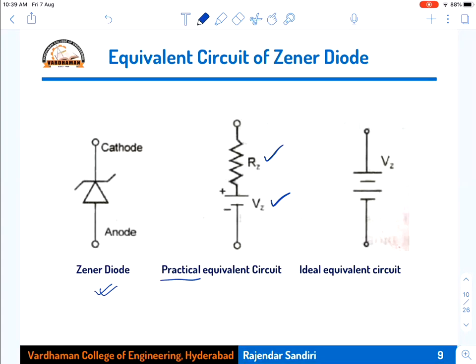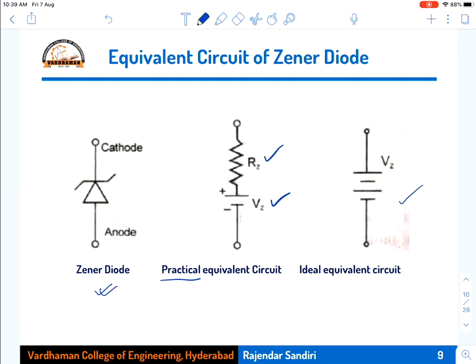Now, when we take the ideal case, I already told what Rz is: Rz is equal to 0. If Rz is equal to 0, we simply make that Rz a short circuit and replace it with a simple wire. Therefore, that Rz is completely removed here. Then the ideal equivalent circuit will consist of only the Zener voltage, represented as a battery here. So this is the ideal equivalent circuit. Ideal equivalent circuit means the Zener diode acts like a constant voltage, which is called a battery.